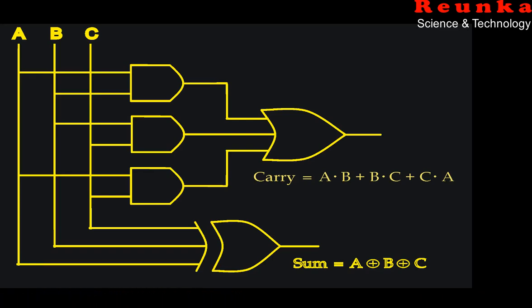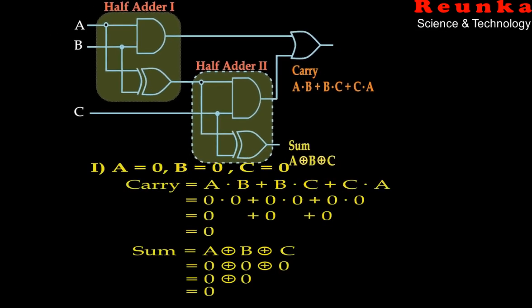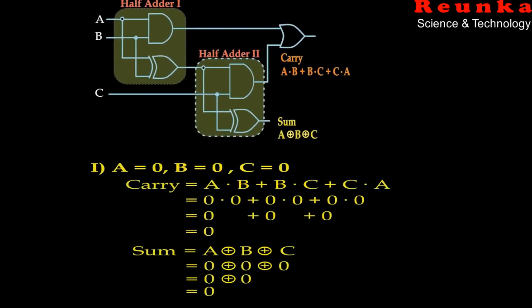Now here 3 inputs are there and we are applying binary levels, so that is why 2 raised to power 3, that means there will be 8 possibilities. We will discuss only a few here, and from the truth table you can directly calculate the remaining ones. First of all, let us see if all the inputs are 0. The carry equation is A dot B plus B dot C plus C dot A.